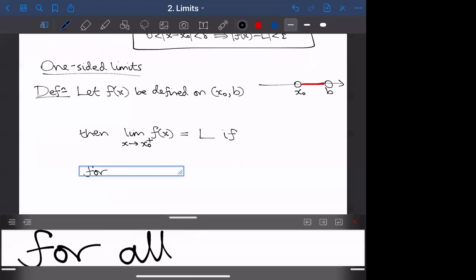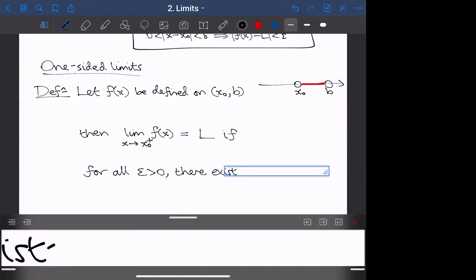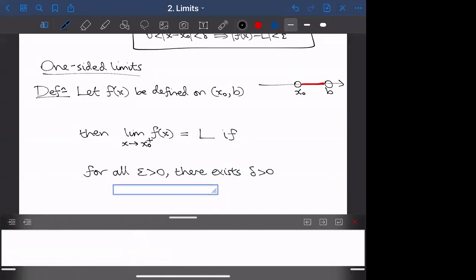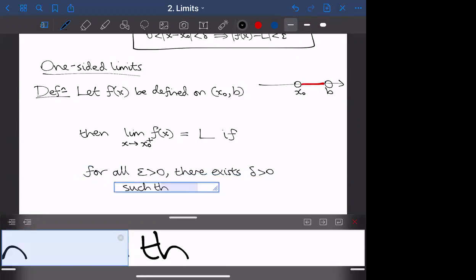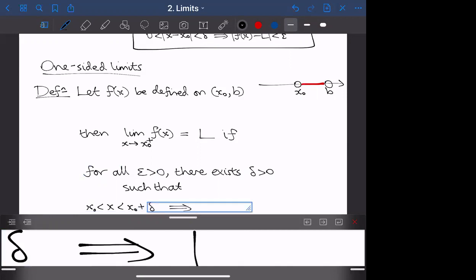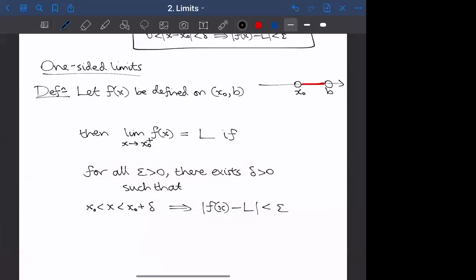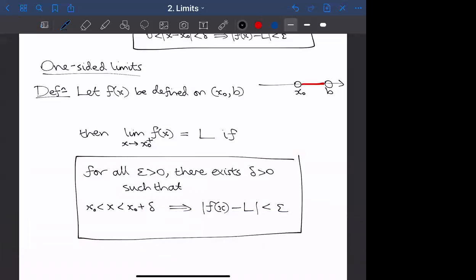So the definition goes like this: for all epsilon greater than 0 there exists delta greater than 0 such that if x is between x naught and x naught plus delta, then the value f(x) is within epsilon of L. Okay, so again, I'm going to put that in a box. That's the important bit.